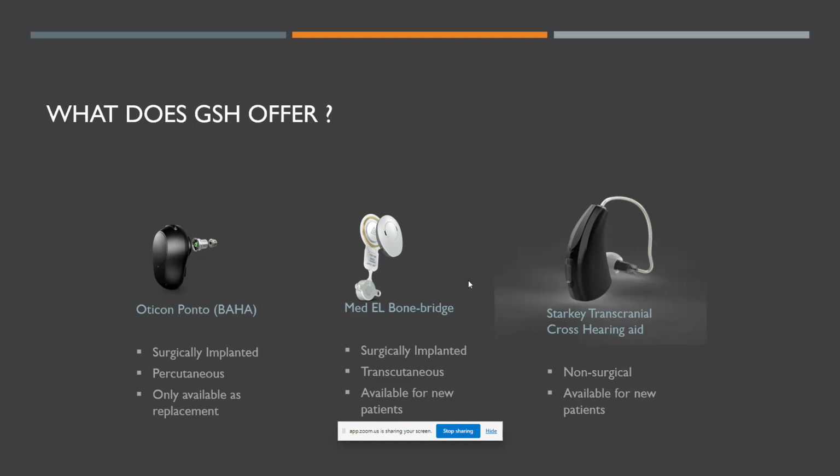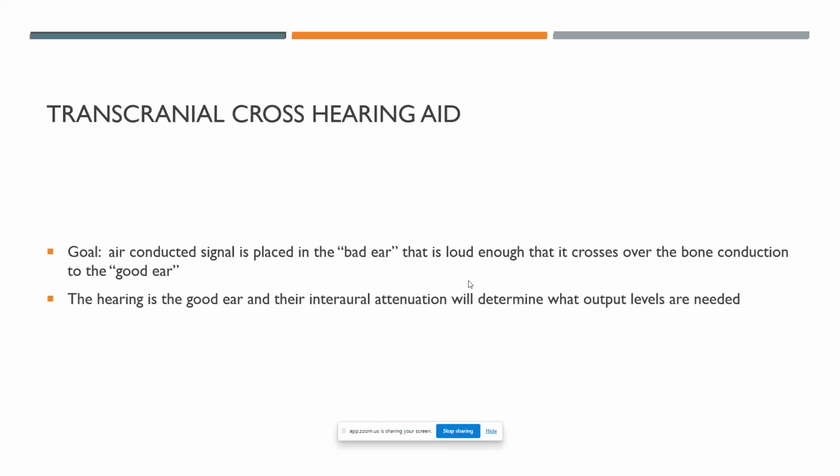And for those that can use a non-surgical device, there's a thing called a transcranial CROS hearing aid, which is less expensive. There are fewer complications that the patient has to deal with, and it's also available to newly referred patients, as well as older patients who might be candidates for it. How that works is it basically uses crossover hearing from your bad ear to the good ear. So it's basically using the cochlea of your good ear.